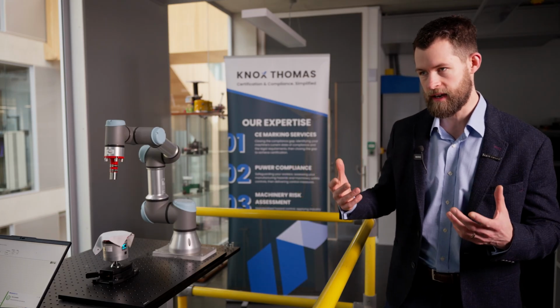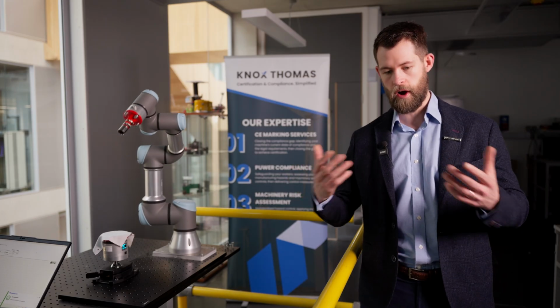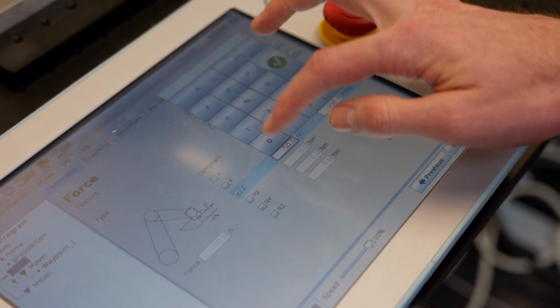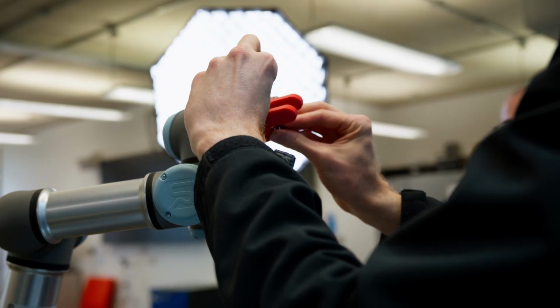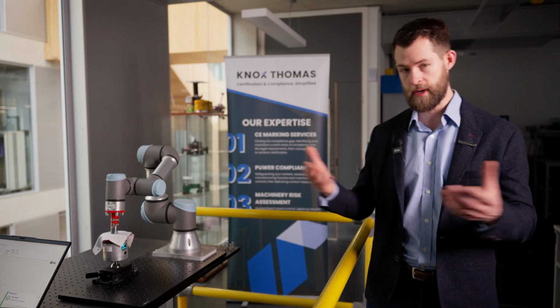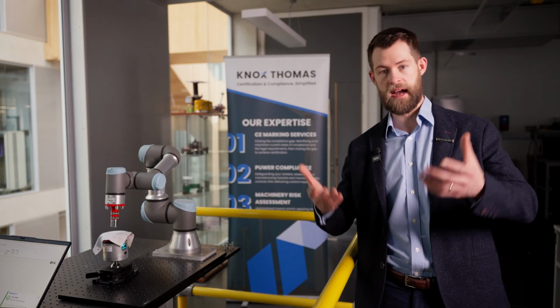So often what is the case is integrators or OEMs will make the assumption that the loads put into the cobot are going to be the actual loads that are experienced potentially by an operator if the robot was to strike them. Now the question is, is that correct? How do you validate that? How do you test that?